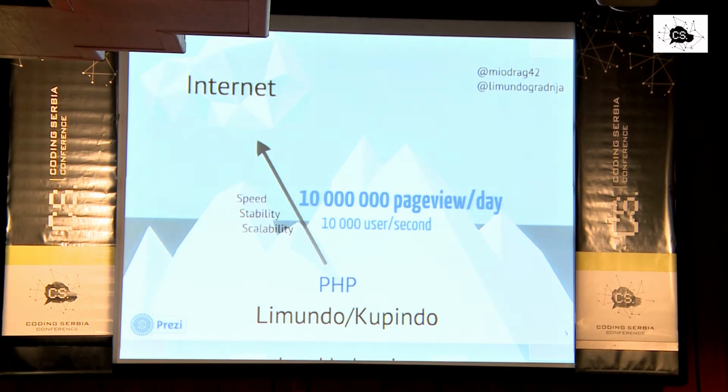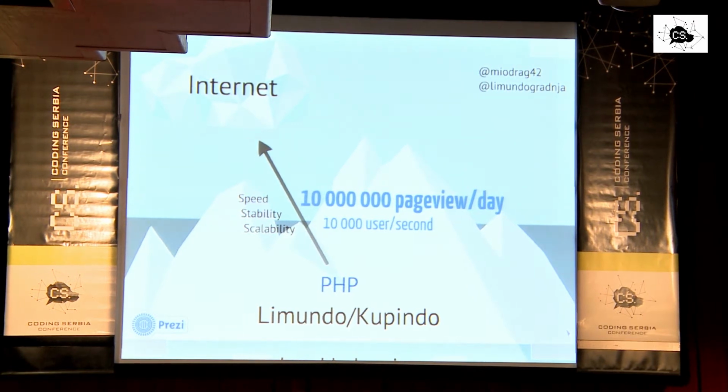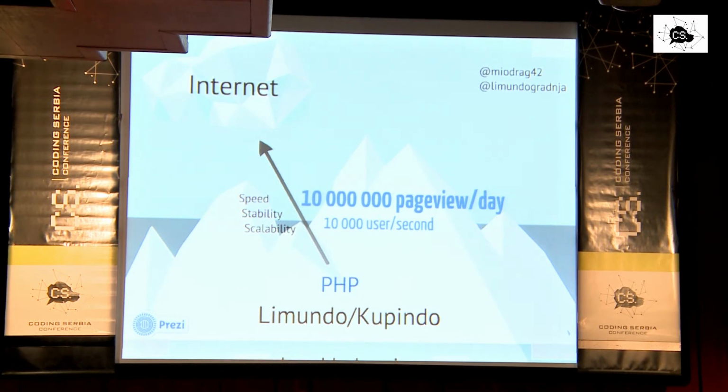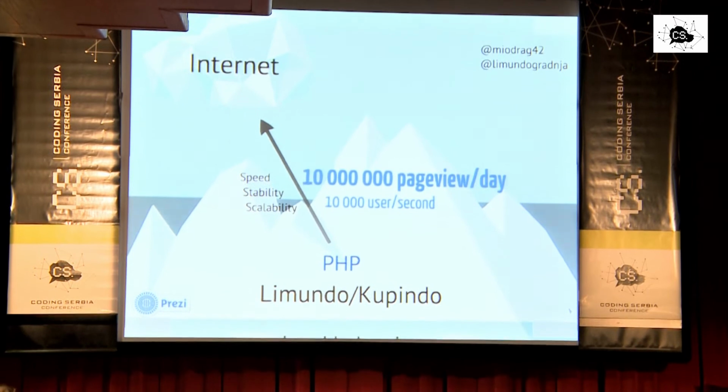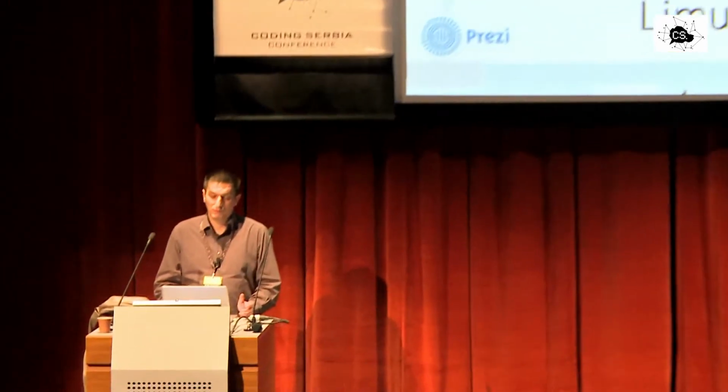As you can see here, in peaks Limundo has the biggest visits and sales during the autumn and winter. During the summer, activity drops down, and daily, the biggest activity is after 8 p.m. During peaks, we have up to 10 million page views per day, up to 10,000 users per second, and there are three main demands that are put before us.